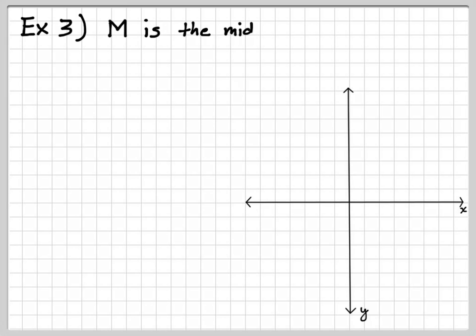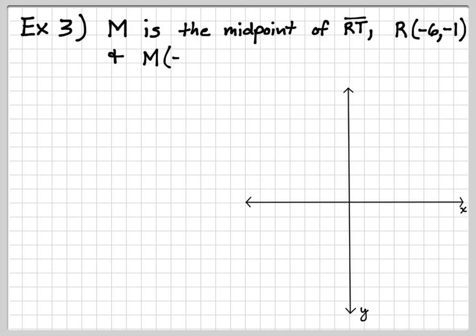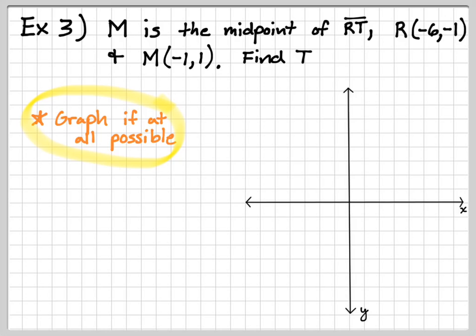Example 3. This time I'm going to give you the midpoint. M is the midpoint of RT. And R is (-6, -1), and M is (-1, 1). Find T. So I'm not going to use my formula this time, and if at all possible, I'm going to try to graph this. So if the numbers are small enough, I recommend putting it on a graph.